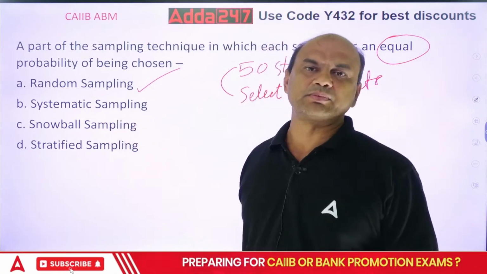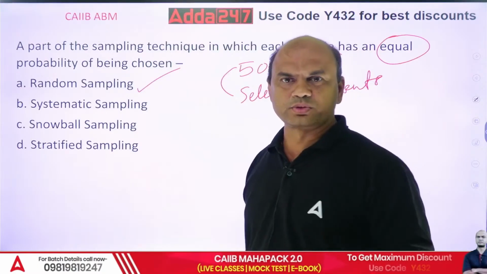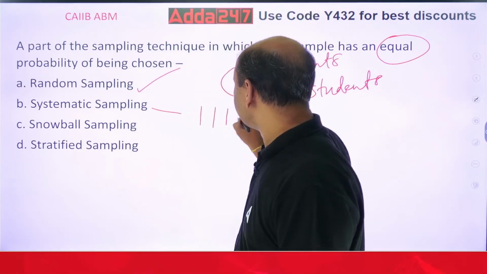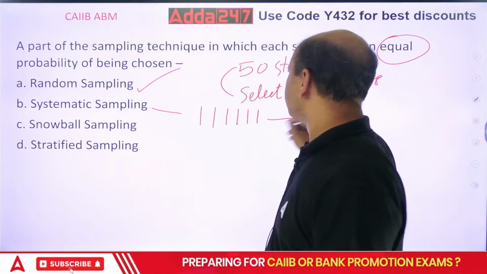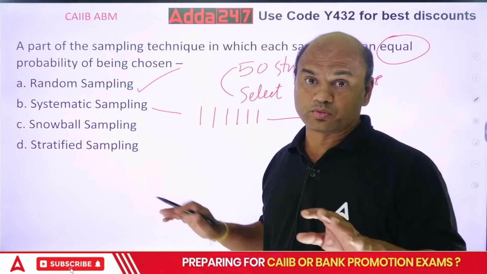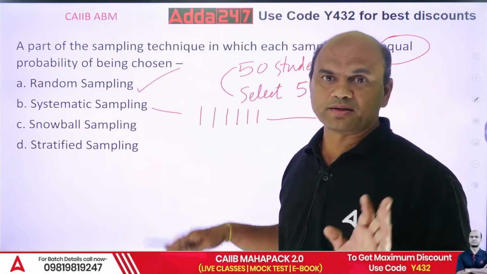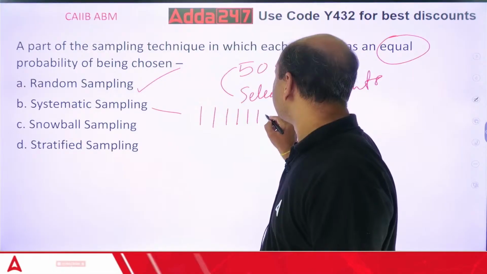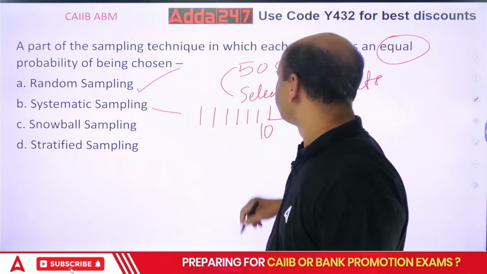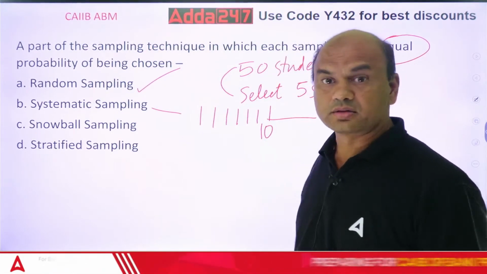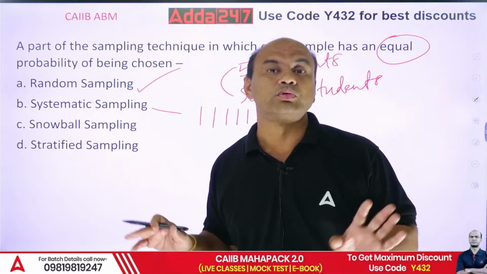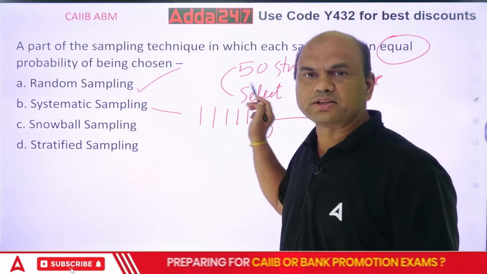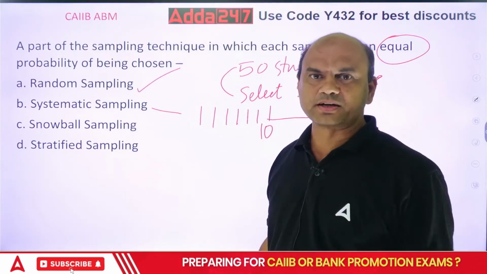Systematic. Systematic means what? I'll tell these 50 students what you do. You stand in a line. All these 50 stand in a line. I don't know who is standing. And then I'll tell what you do: every 10th student is selected. Now, did I know anyone? No. Every 10th student is selected. So 50, 10, 10, 5 is 50. 5 students will be selected.